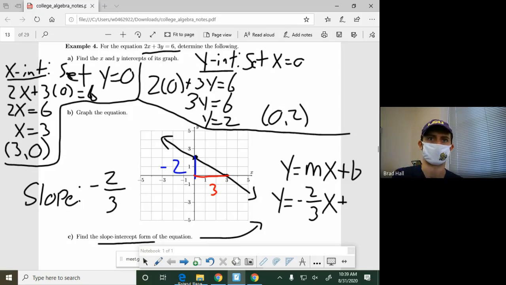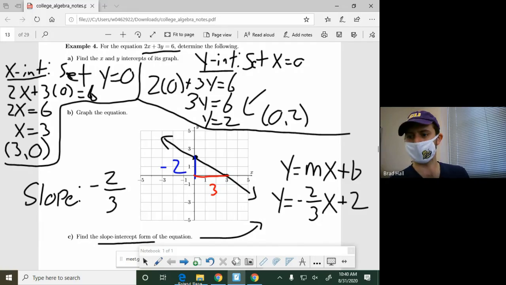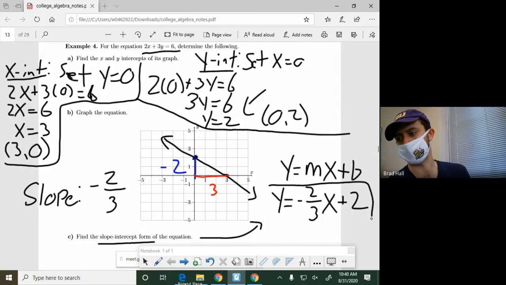Now we need the y-intercept. How do we figure out the y-intercept? We already did figure it out in part A. What was the y-intercept we found? It was 2. So the y-intercept is 2. We found it right here. You can also just look at the graph to confirm that if you want, but this would be the slope-intercept form.